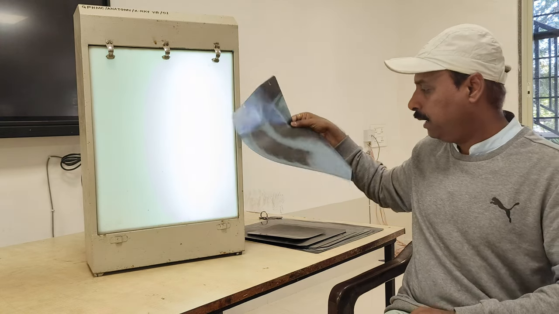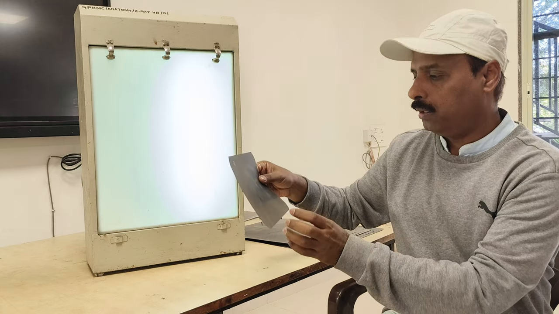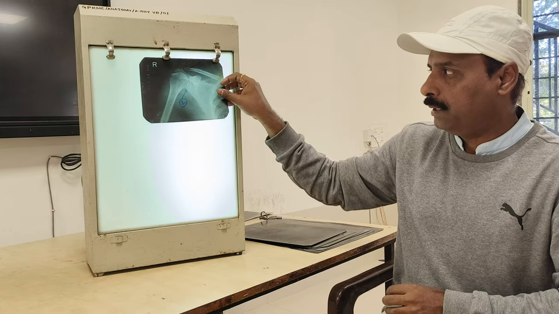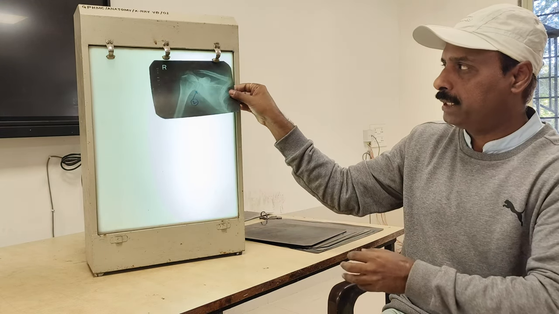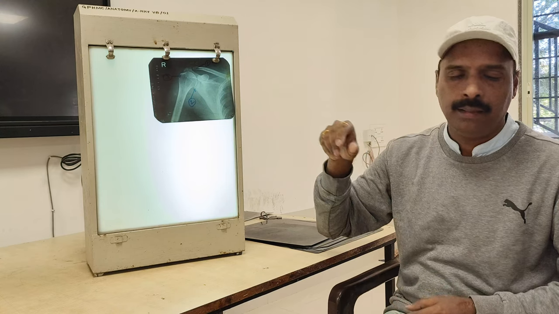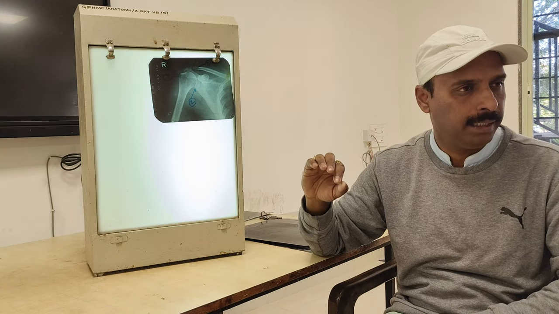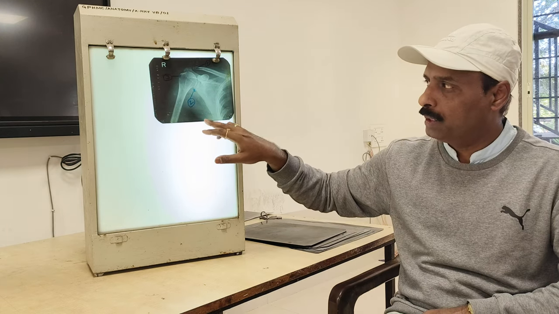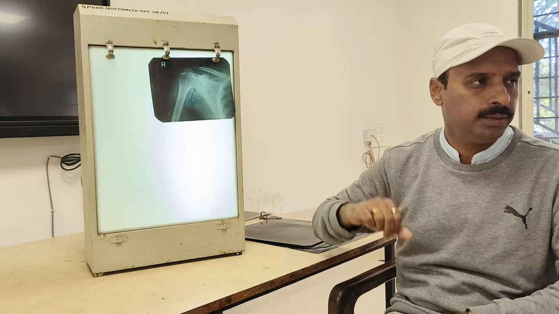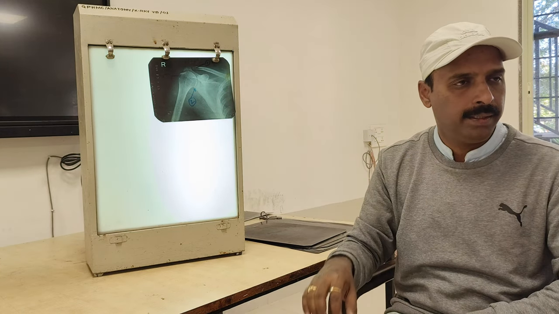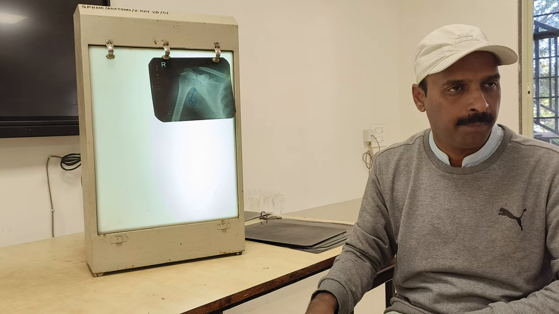Then next comes the other plain X-rays. I have told you the two X-rays you can mention in the plain X-ray. There are two types, and here I am giving you the plain X-ray only. This is the X-ray that shows the shoulder joint, the right shoulder joint. So how to identify or comment on this X-ray?